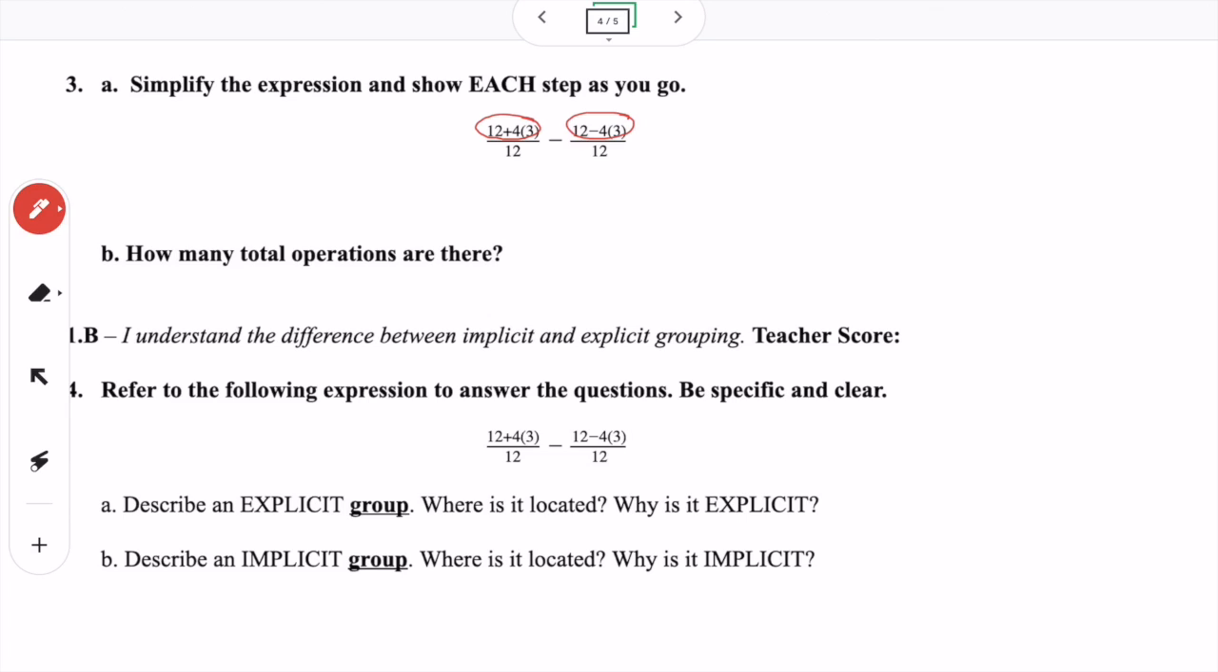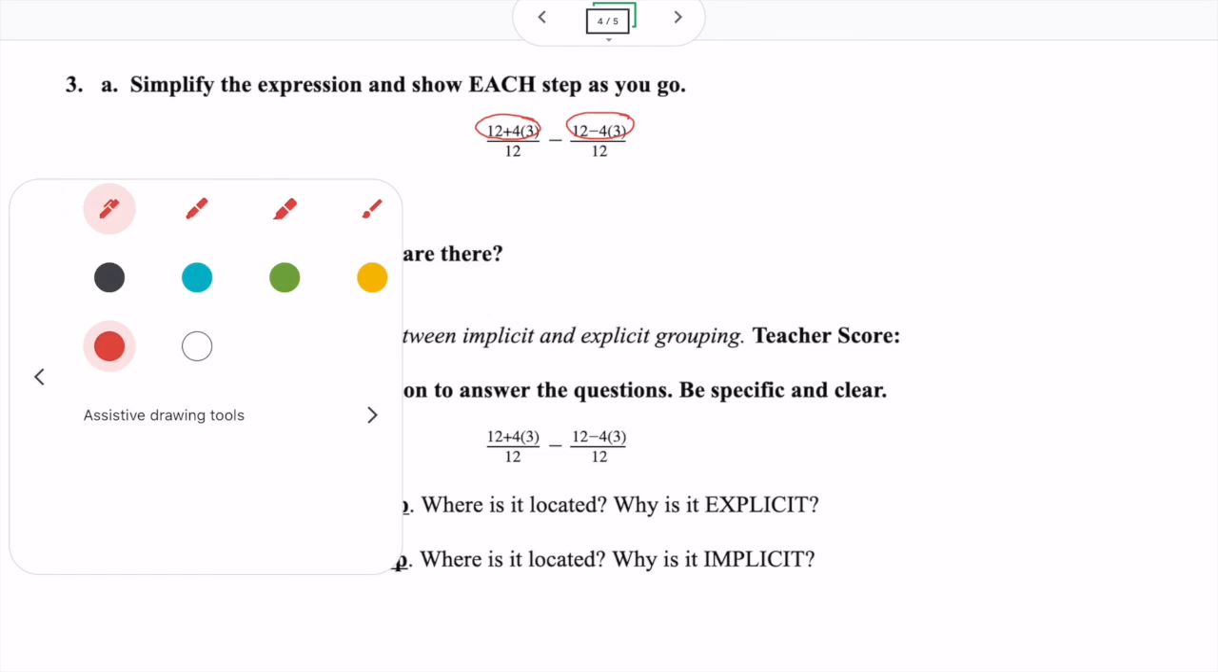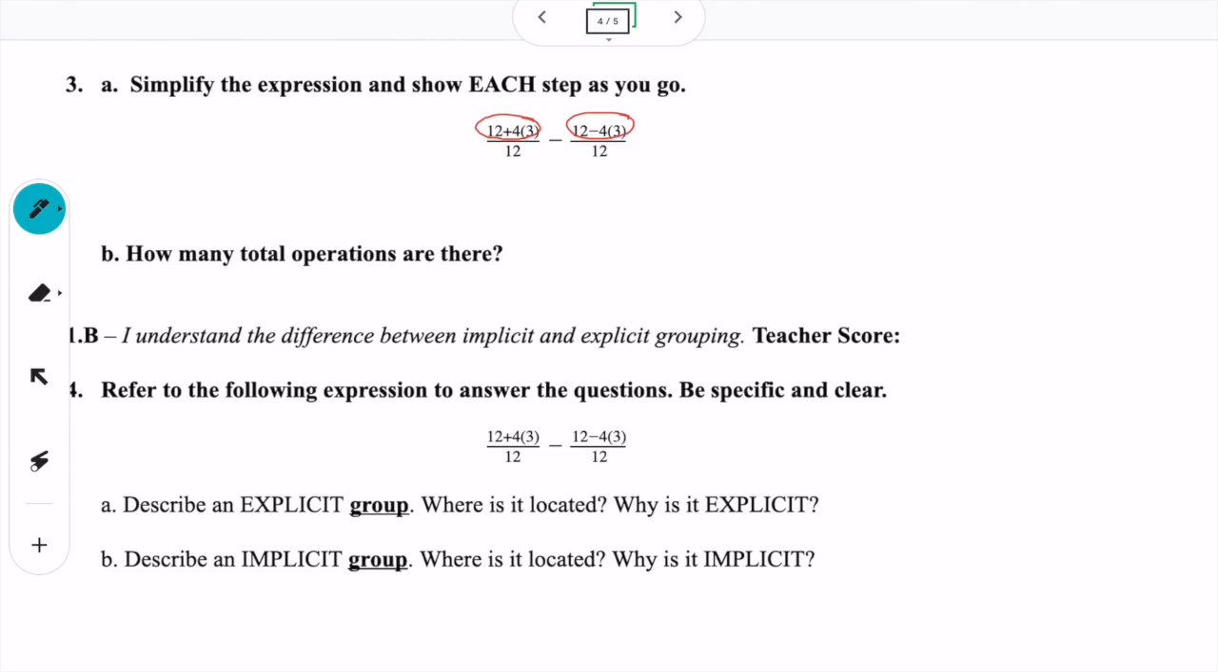So let's simplify both of those groups. Inside of those groups, I can see there's an addition, but there's also an implicit multiplication. Anytime you have two numbers squished together like this, the 4 and the 3, that means we multiply. So we're going to have to multiply those two numbers before we can actually add the 12 in front. 4 times 3 is 12. So I'll rewrite 12 plus 12 divided by 12. That was my first operation to multiply. I'll keep track of my steps here because I know we're going to have to count them up for part B.